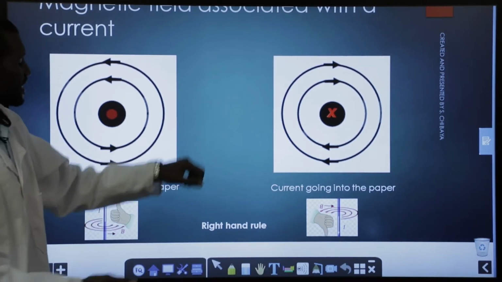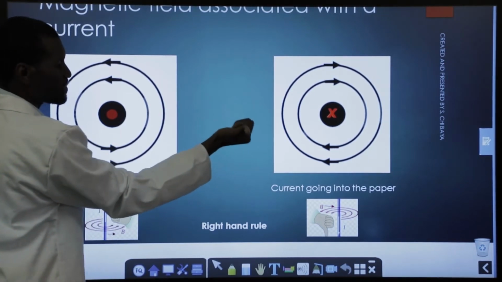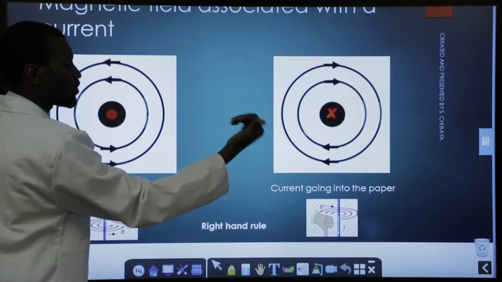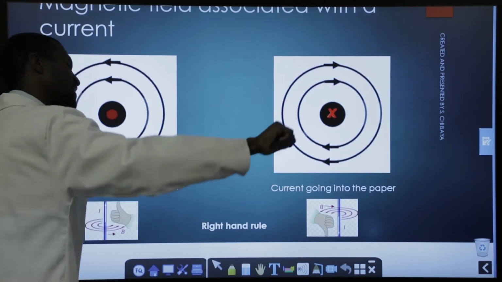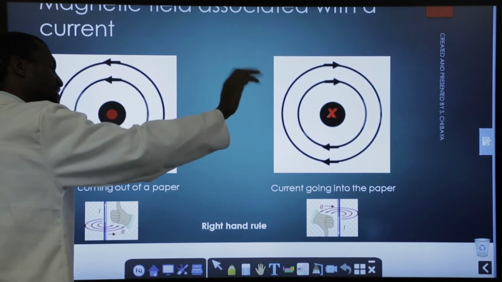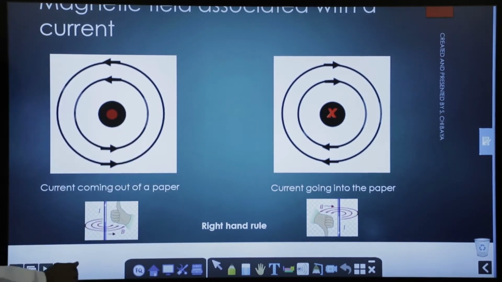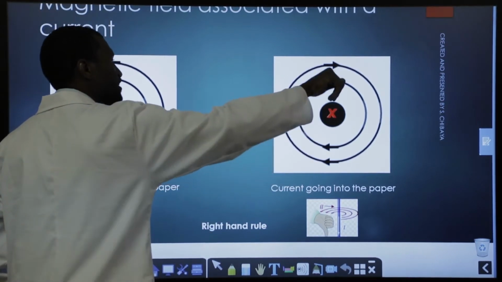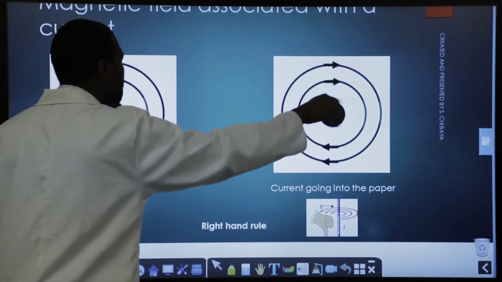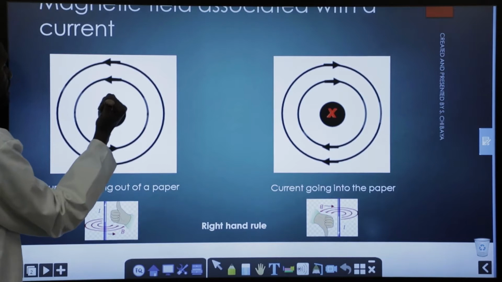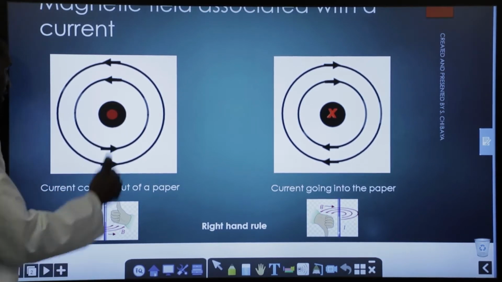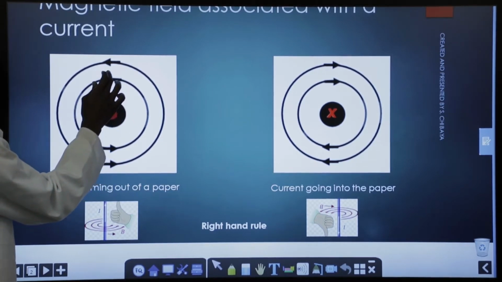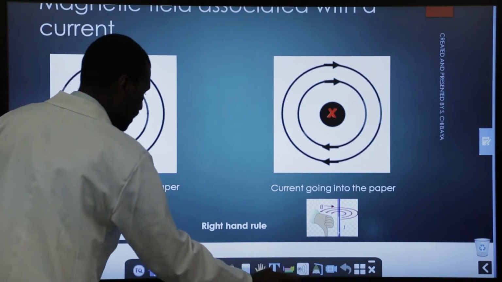If I have a wire in my hand, and current is moving that way, it means that the magnetic field is going round like that. If I have current going inside the board, the magnetic field is going that way. Inside the board, we represent it by an X. Outside the board, the current is represented by a dot, and you can see the magnetic field going right round like that.